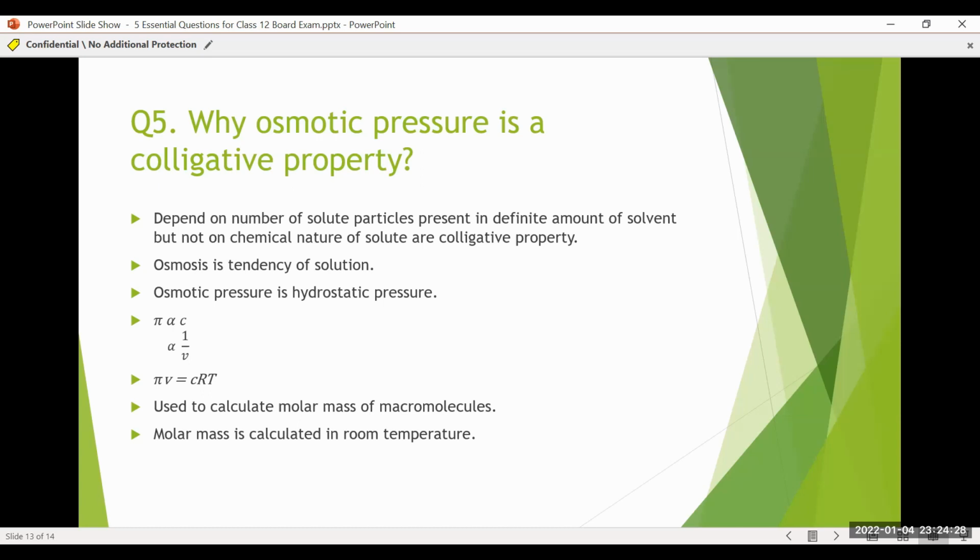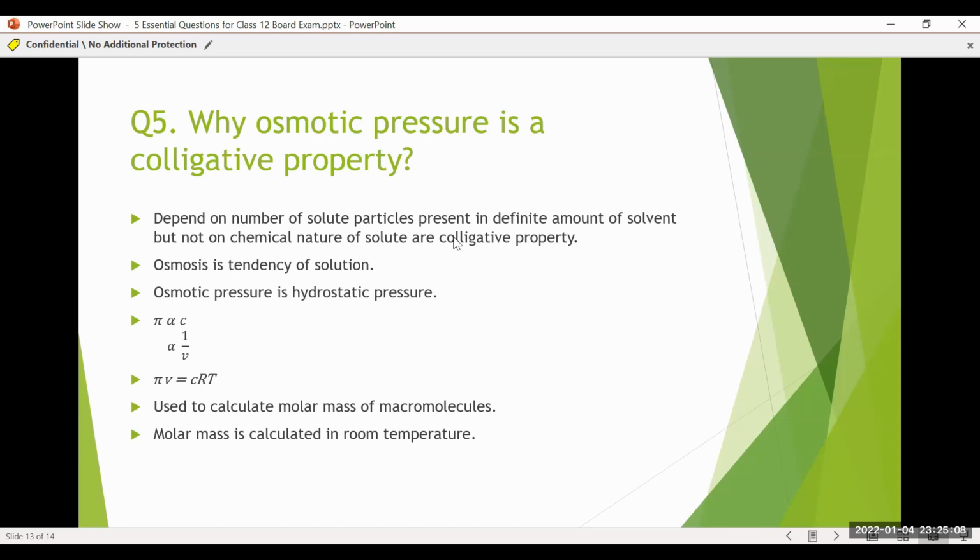Now the term is osmotic pressure. To reach osmotic pressure, we should know osmosis. Osmosis is the opposite of diffusion. When we put grapes in water, or a raisin in water, the raisin swells up due to the process of osmosis. So osmosis is a phenomenon of flow of the solvent from one medium to another medium.